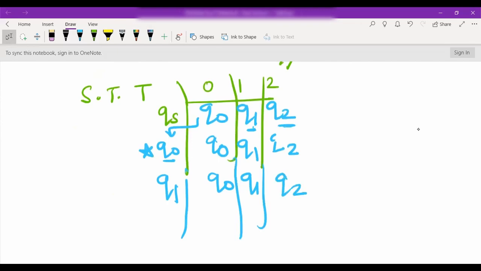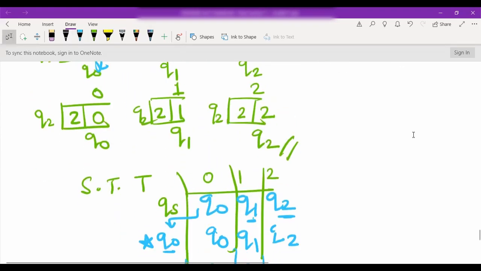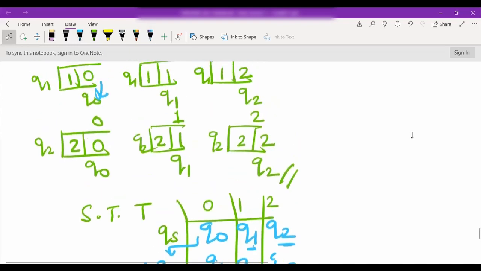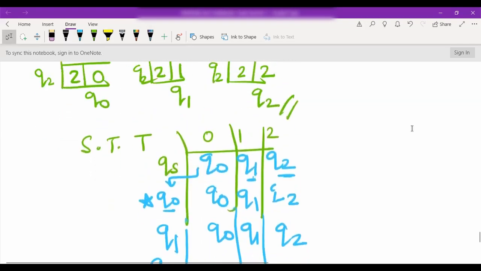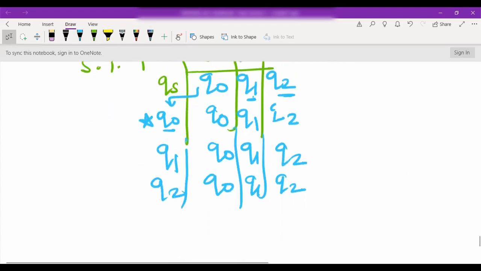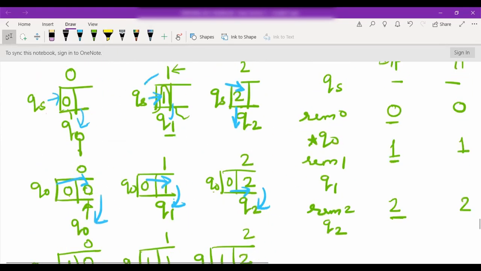Now the next resultant state that we have to consider is Q2. Q2 with the next bit 0 goes to the Q0 state. With 1, it goes to the Q1 state, and with 2, it goes to the Q2 state. Now it is time to cross check the design with a new string.